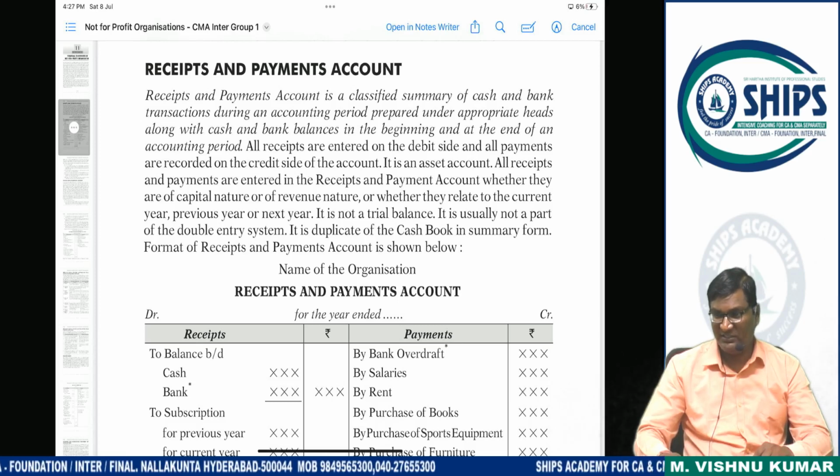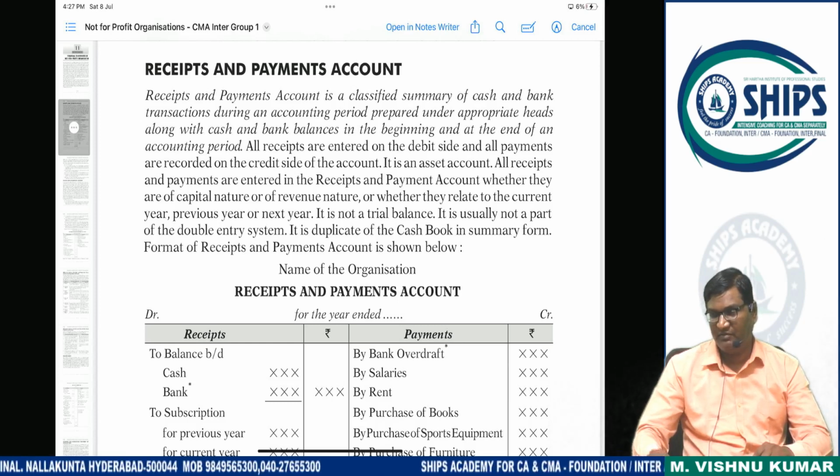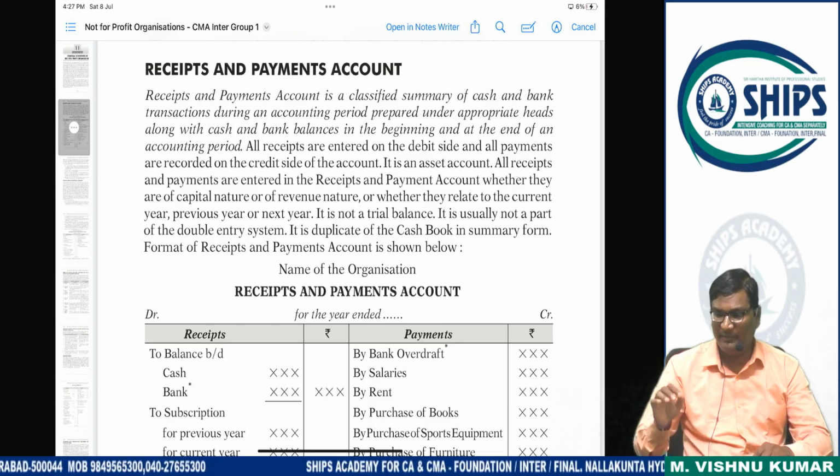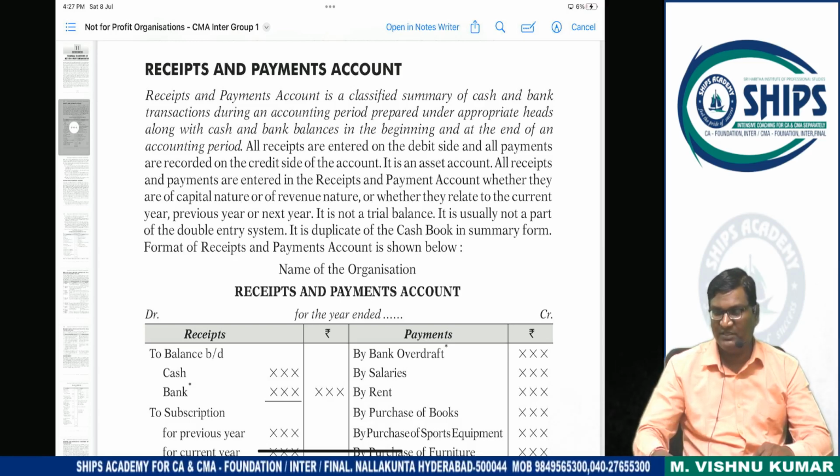Receipts and payments account is similar to cash book. It is a real account. When we prepare receipts and payments account, all receipts will be on the debit side, all payments will be on the credit side. A rule of thumb in this account is what? All receipts, whether related to previous year, current year, or next year, will be receipts. Irrespective of nature also, we'll write the receipts on receipt side. Whether capital receipt or revenue receipt is also not important. Receipt or payment is important. If it is receipt, receipt side, debit side. If it is payment, credit side, payment side.